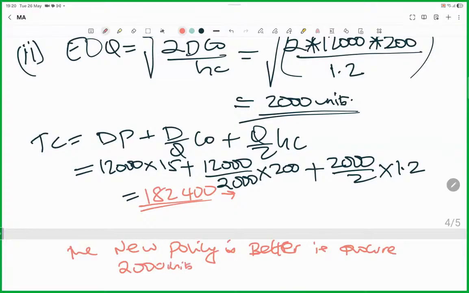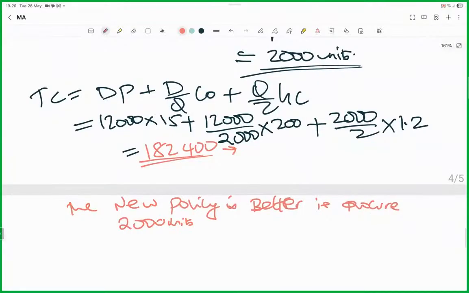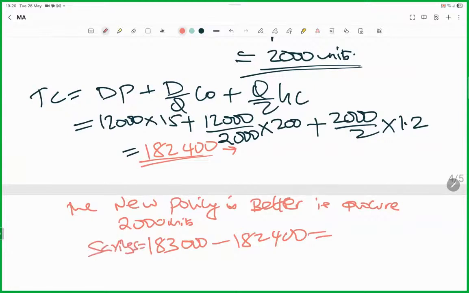And you see, if you look at the same question, they wanted the cost gap, or cost savings. So if you go for the new policy, you shall be able to save a little money. That one was 183,000, minus 182,400. So how much do we save? 600.